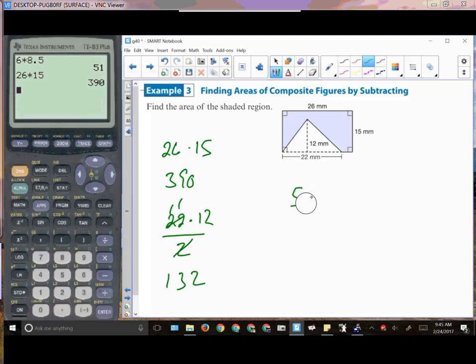Okay. So granted, I'm writing notes out here and I'm doing things. Always write it out so you know what you are to do, because it'll kind of put it into your brain. Oh yeah, I'm supposed to subtract. So I got 390 minus 132. So that means I have 258 millimeters squared. There's the area of the shaded region.